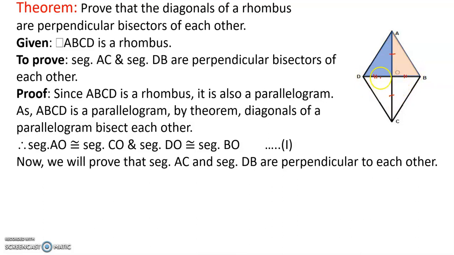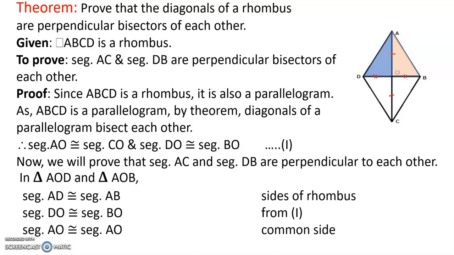And already we have shown that AC bisects DB, and now we will prove AC is perpendicular to DB, which combinedly can be said that the diagonals are perpendicular bisectors of each other. So let us go for proving the two triangles are congruent.